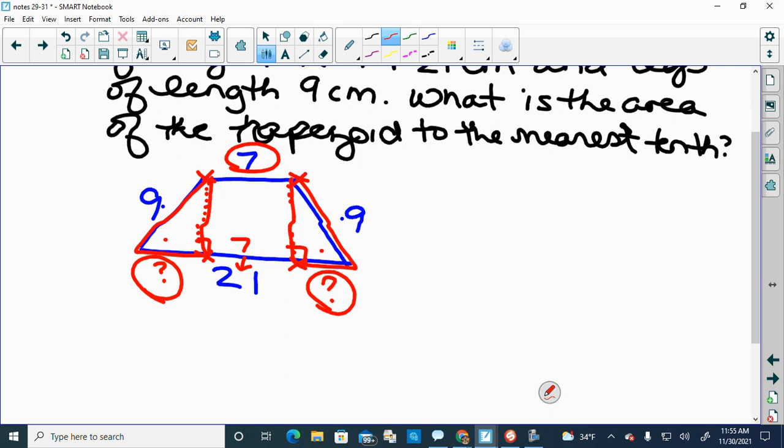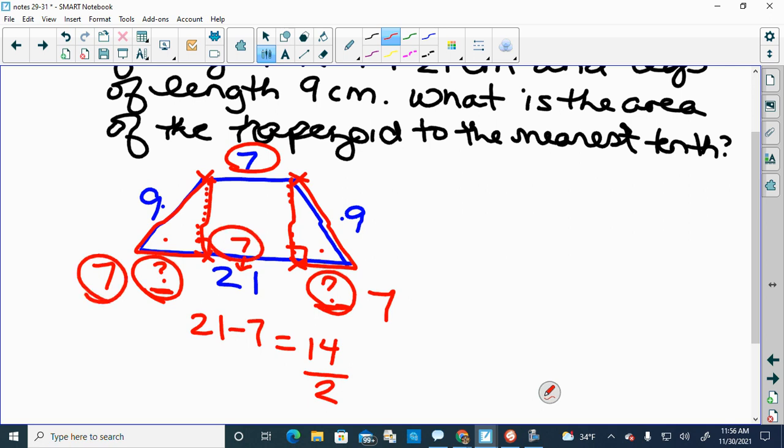So if I subtract 7 from 21, 21 minus 7 gives me 14. So that means this and this added together are 14. If I want to know what just one of them is, then I need to divide by 2. So that means this is 7 and this is 7, which makes sense, right? Because if this was 7 and this was 7 and this was 7 and I added it together, that means the total would be 21.